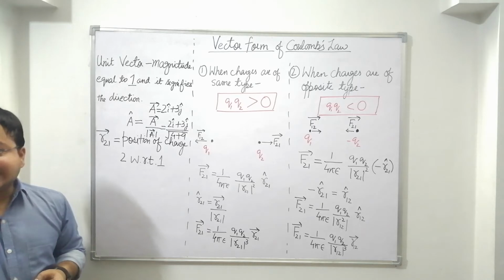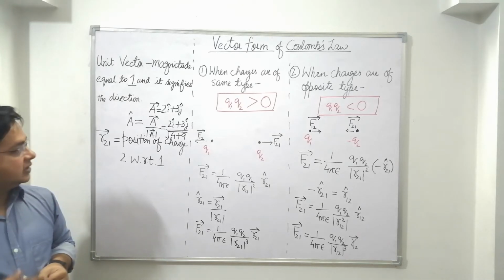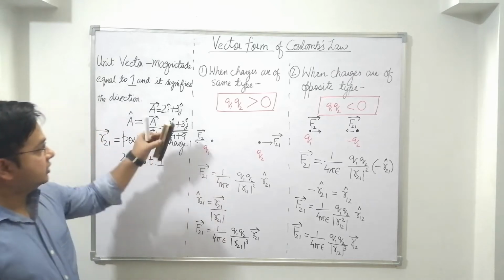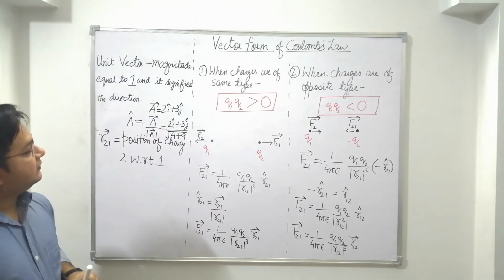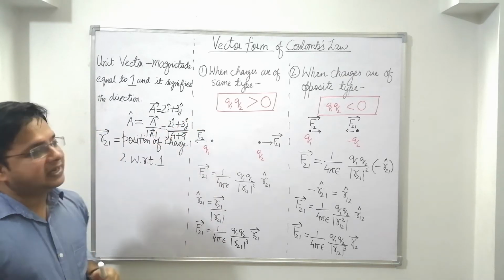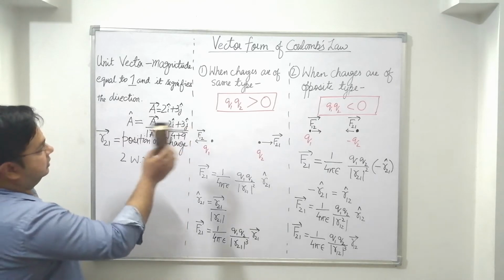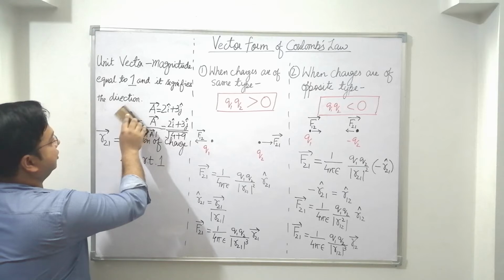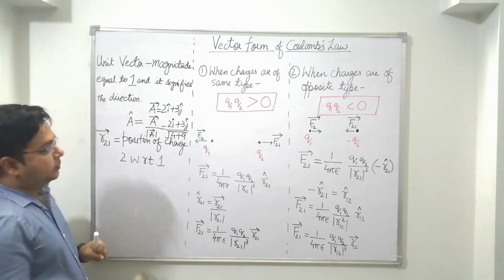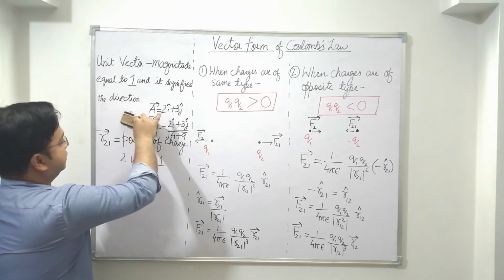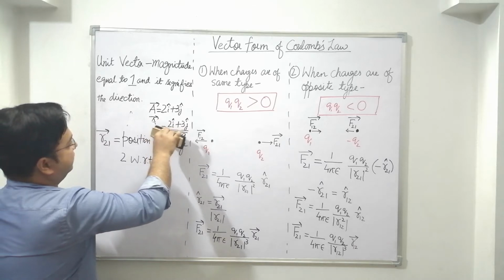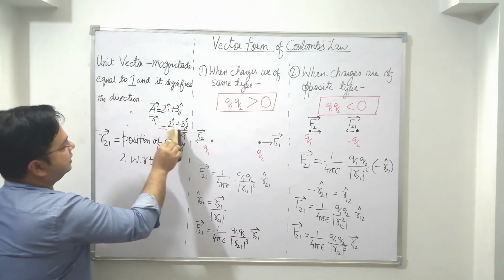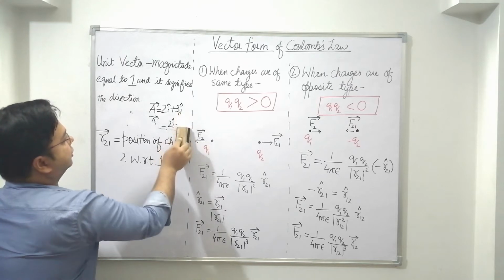All this we have studied in class 11th, but it is just a quick revision to recall what you have studied, because the unit vector definition and concept will be required in this vector form of Coulomb's law. I hope unit vector is once again clear to you all. If you find it difficult, you can leave a comment in the description section, and I will definitely make a video on this.